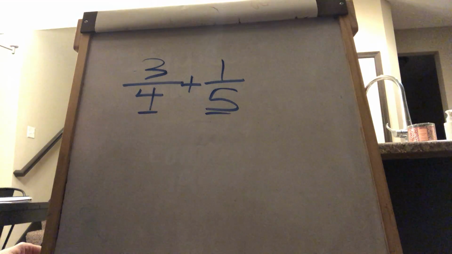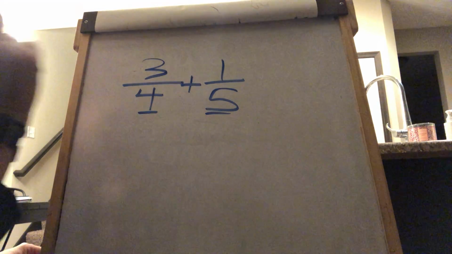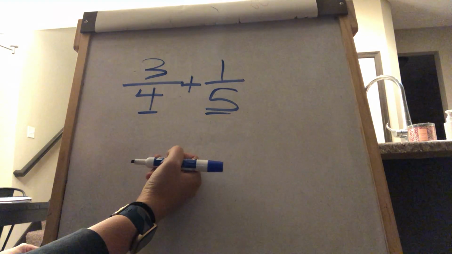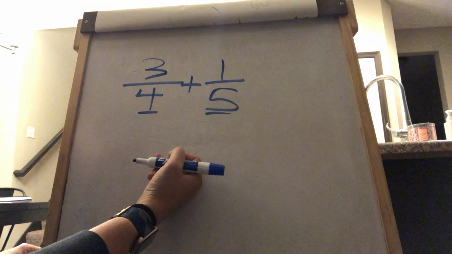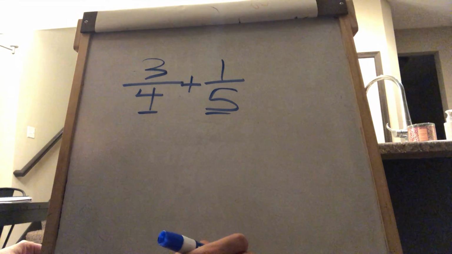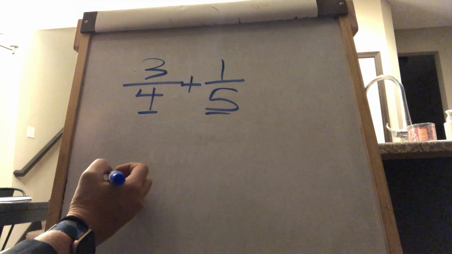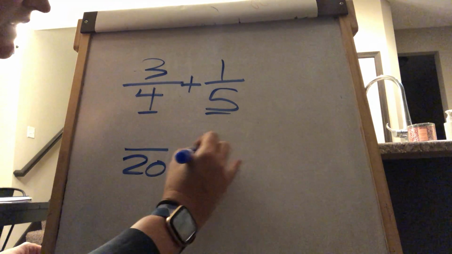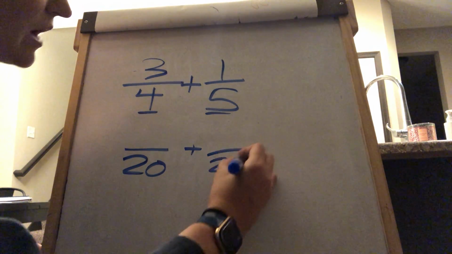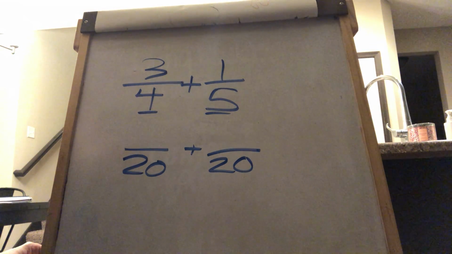Now, a lot of times there's one that's going to be smaller. However, if you ever have a hard time finding that denominator, you can always multiply those two bottom numbers together, and that would be a denominator that would work. In this case, that's also the smallest denominator, or the least common multiple. So here, our number is going to be 20 on the bottom. So I'm going to rewrite my problem so that I have 20 for both of my denominators.